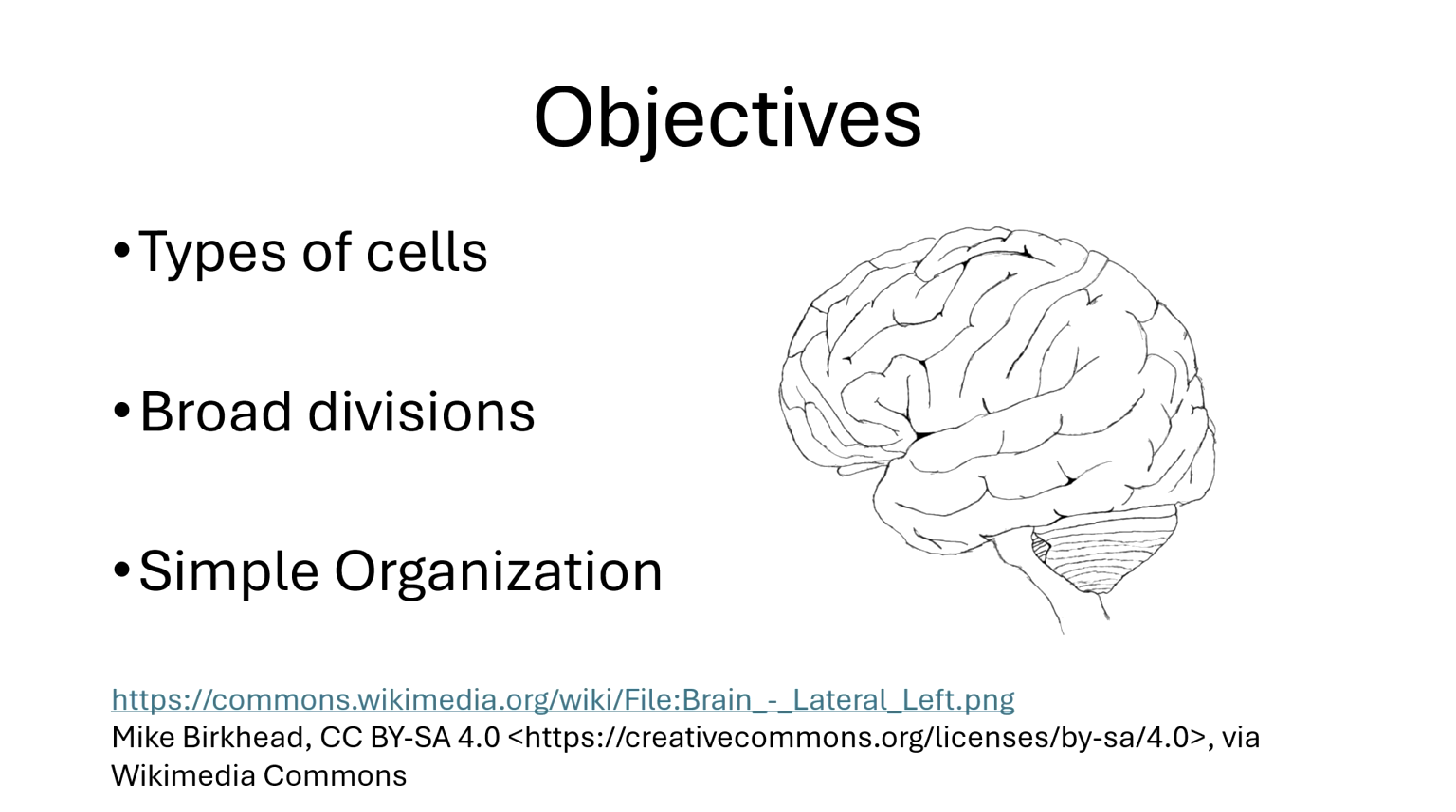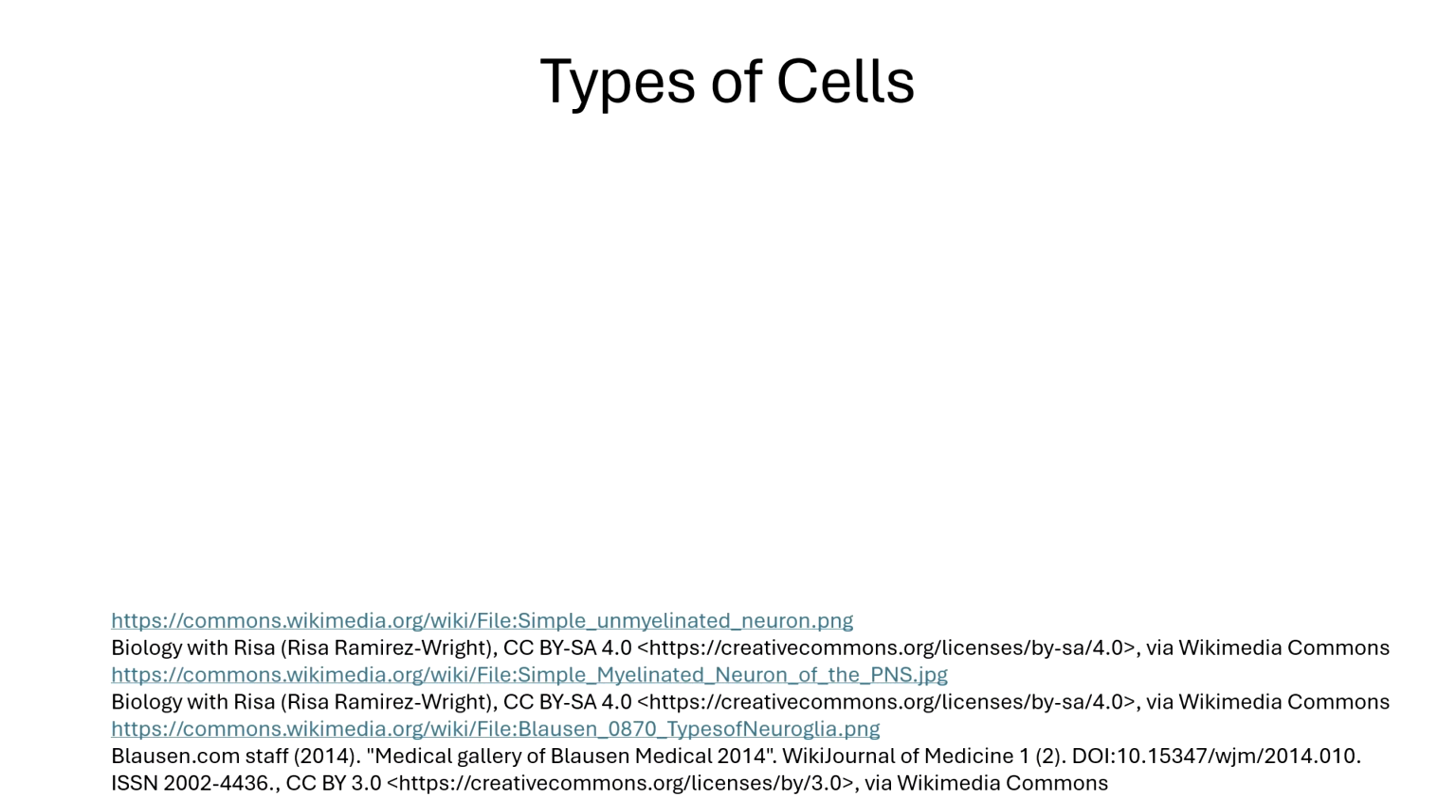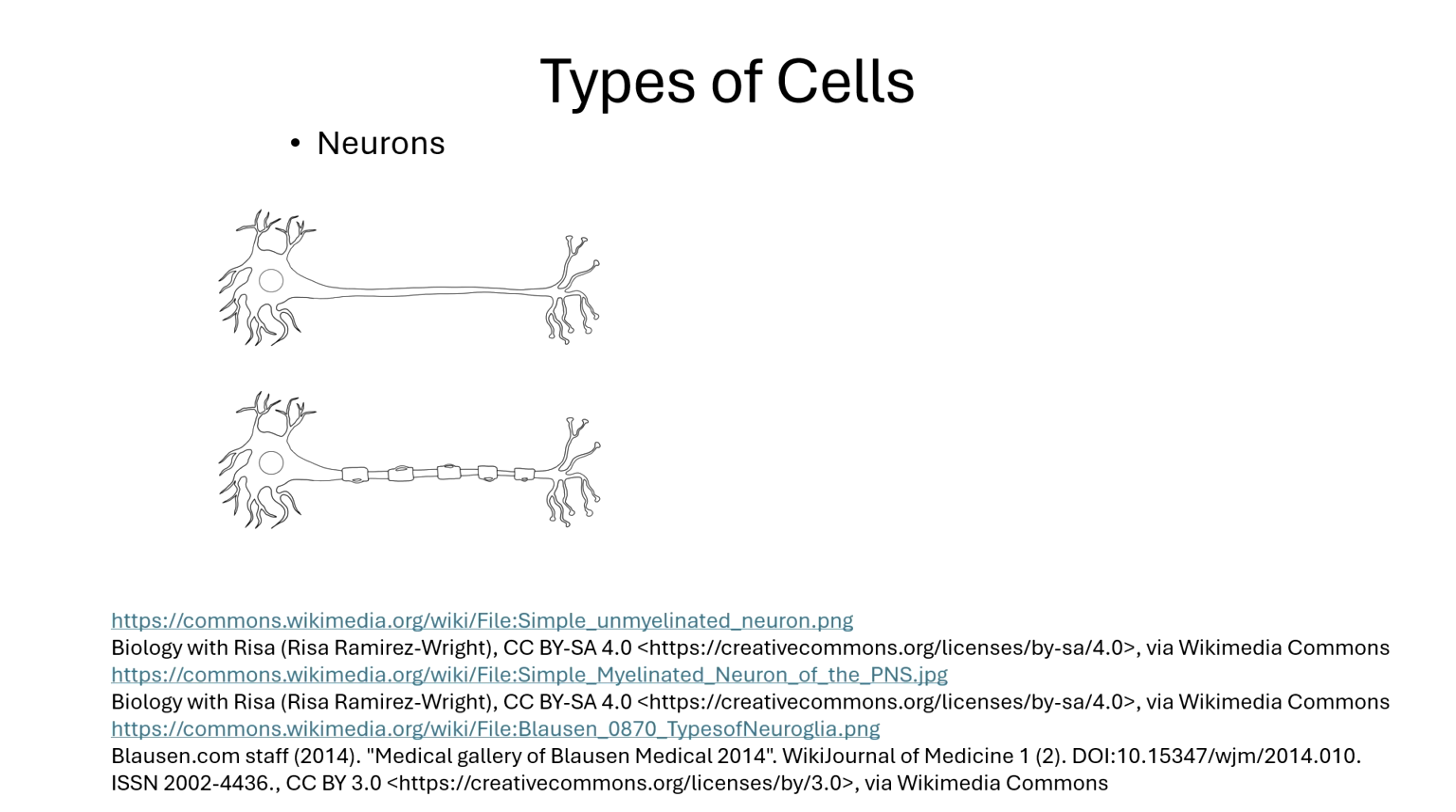Okie dokie. So, the types of cells. In the nervous system, there are two overarching types of cells. First, you have the neurons, and their job is to receive, process, and transmit information they receive from other neurons and from sensory organs like your touch receptors and your eyes, and they send that information to other neurons and to other parts of your body like your skeletal muscles.